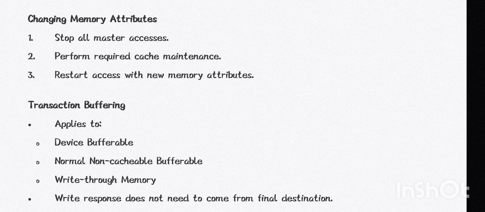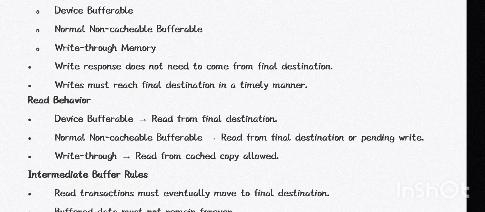Transaction buffering. It applies to device bufferable, normal non-cacheable bufferable, and write-through memory. The write response does not need to come from the final destination. Writes must reach the final destination in a timely manner. In read behavior, device bufferable is read from the final destination. Normal non-cacheable bufferable is read from the final destination or a pending write. Read from a cached copy is allowed.